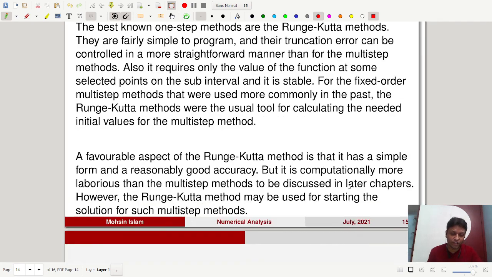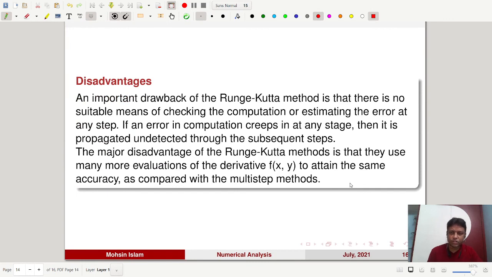Obviously, there are some disadvantages. So what are the disadvantages? An important drawback of the Runge-Kutta method is that there is no suitable means of checking the computation or estimating the error at any step. Nothing is there. If an error in computation creeps in at any stage, then it is propagated undetected through the subsequent steps. The major disadvantage of the Runge-Kutta method is that it uses many more evaluations of the derivative f(x, y) to attain the same accuracy as compared with the multi-step methods.